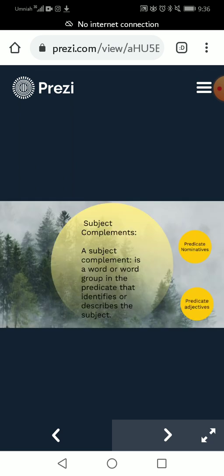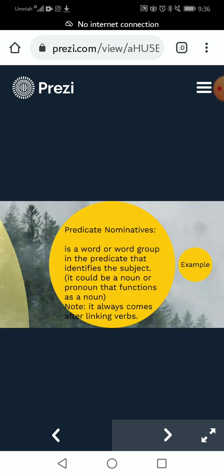Moving to subject complements. Now, a subject complement is a word or word group in the predicate that identifies or describes the subject. We have predicate nominative and predicate adjectives. Let's start with the predicate nominative. Now, predicate nominative is a word or word group in the predicate that identifies the subject.